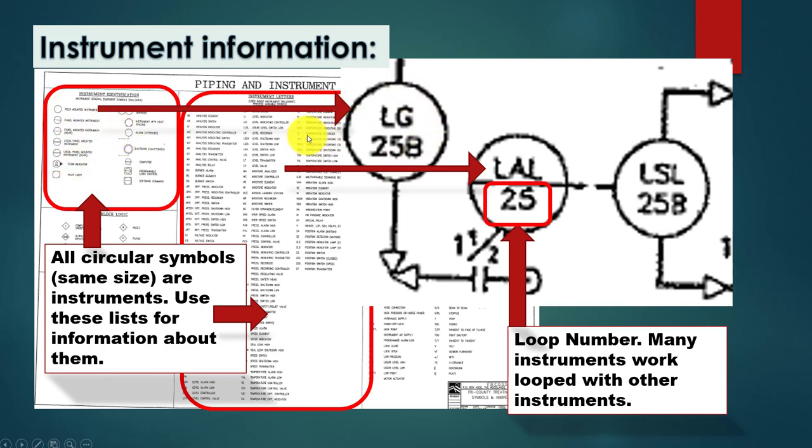And then for the identification, the second column in this sheet gives us all the identification information that we need. For example, here LG is a level gauge, and then the numbers that are given to us, like this 258 here, is a loop number. Notice that this is looped with this one, 258. So this and that work in relationship with each other.